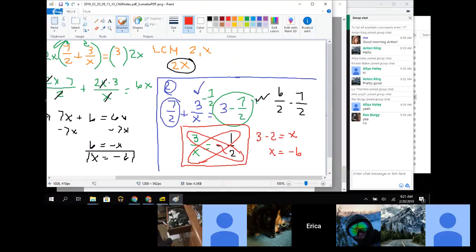So sometimes you don't get the option to do option number 2, because if this, for example, had an x in it also, like 7 over 2x, then you wouldn't really have that option. But because 7 over 2 is just a number, you could solve it that way as well.